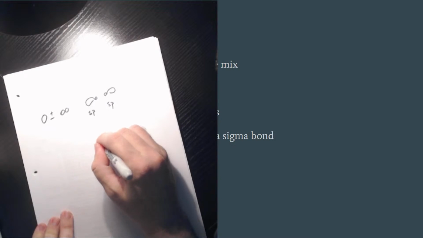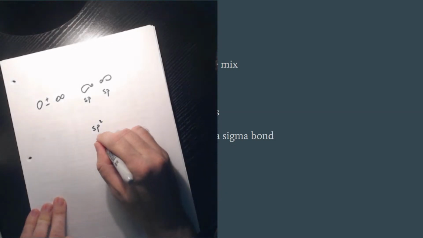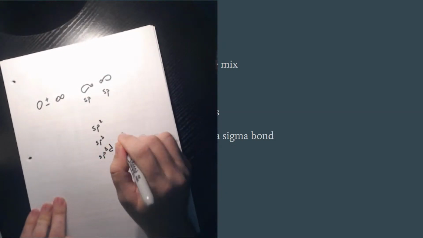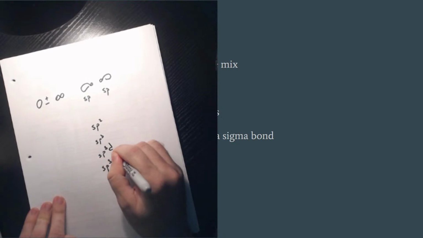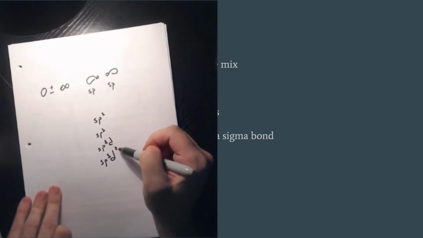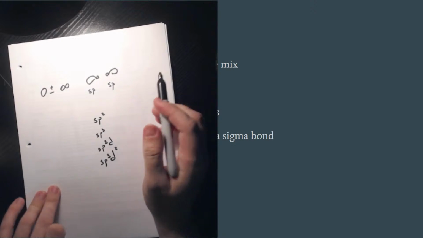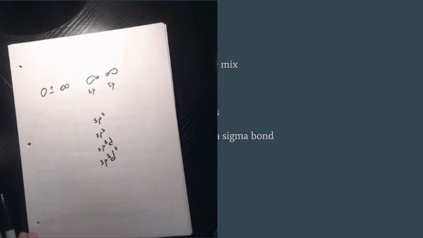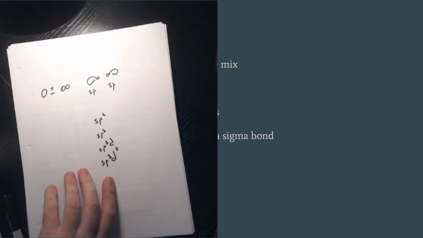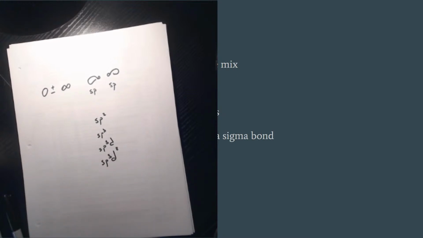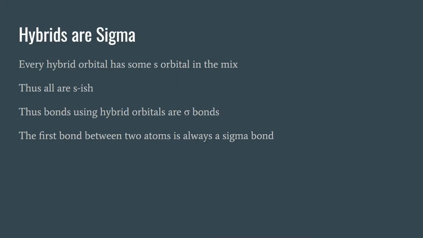And then we can also get sp2, sp3, sp3d, sp3d2. These all have s character to them. So every hybrid orbital is somewhat s. It's a little bit s. It's s-ish. Okay? So the bonds formed using hybrid orbitals are sigma bonds.